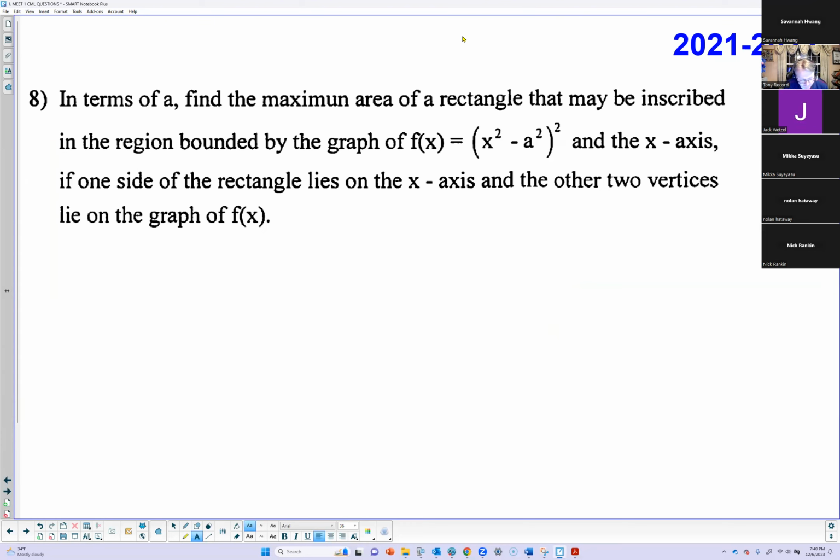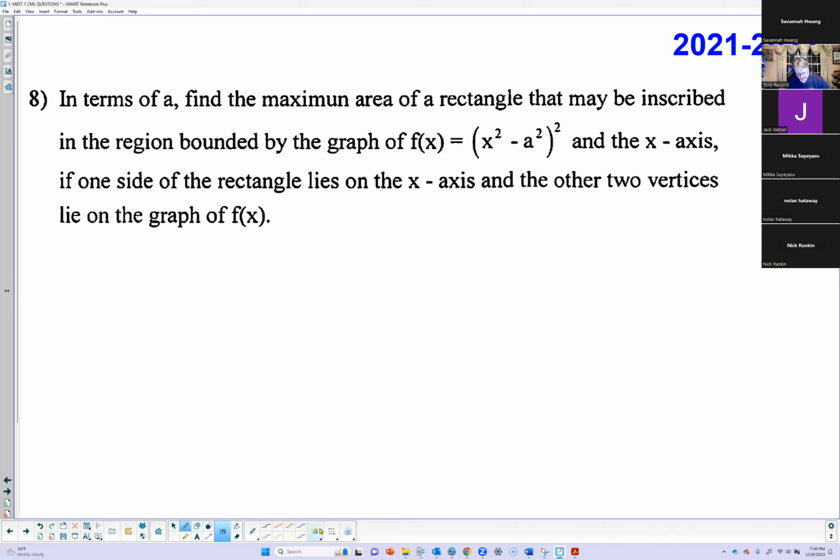So the question reads, in terms of a, find the maximum area of a rectangle that may be inscribed in the region bounded by the graph of f of x equals (x squared minus a squared) squared and the x-axis, if one side of the rectangle lies on the x-axis and the other two lie on the graph of f of x. I know that's really very complicated, right?